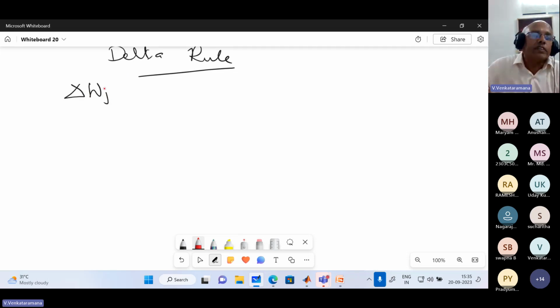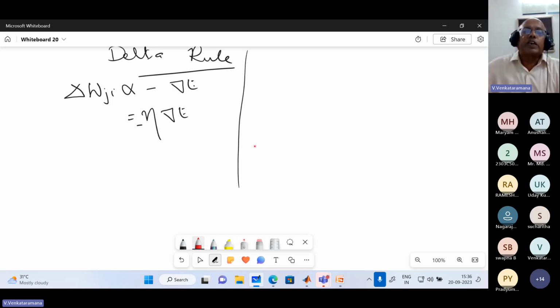Delta Wji is proportional to the minus gradient of the error. Therefore, to remove this proportionality constant, I'm using eta: minus eta times the gradient of the error. There I stopped. Therefore, first of all, I want to talk about this error.